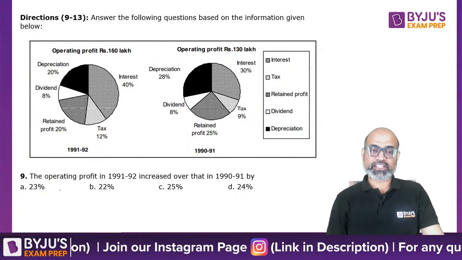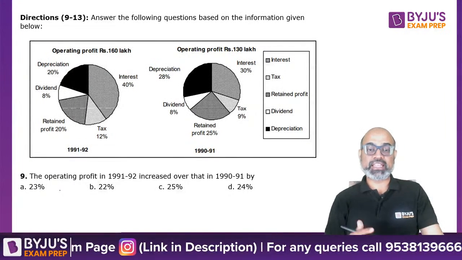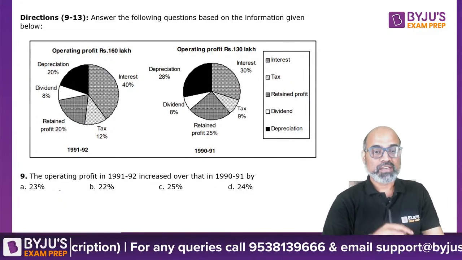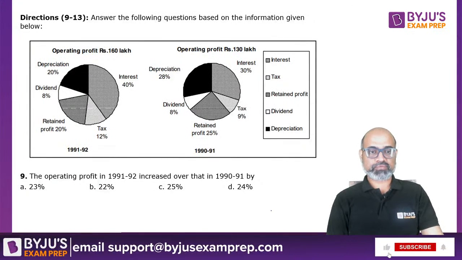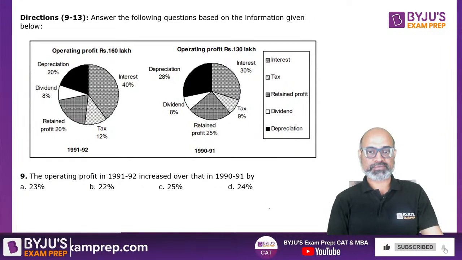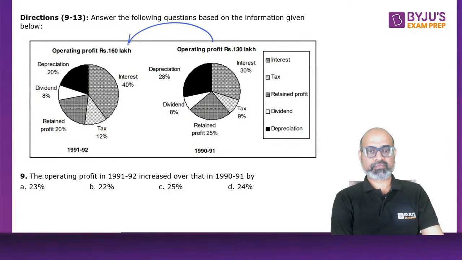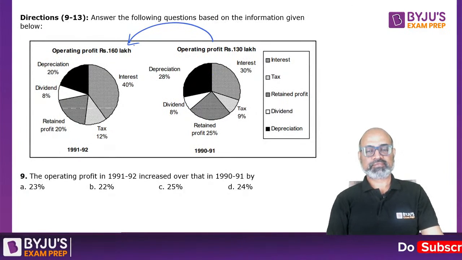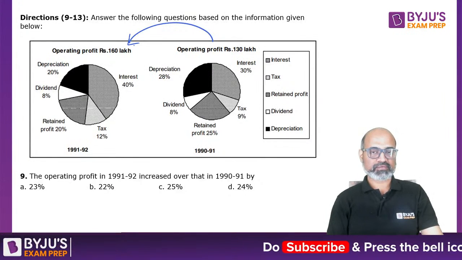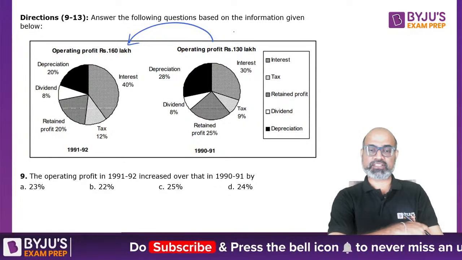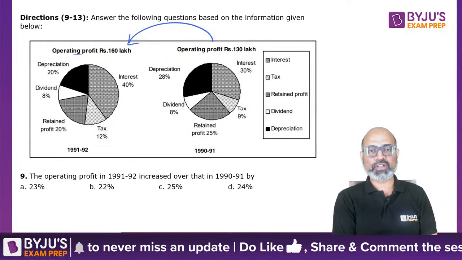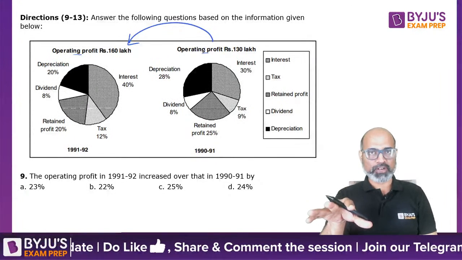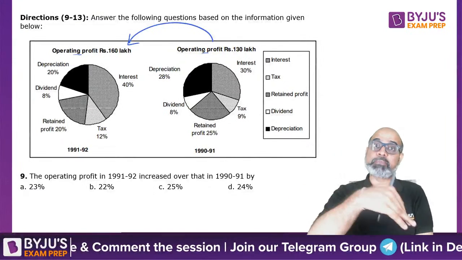Now we need to calculate the operating profit in 91-92 increased over that in 90-91 by what percentage? So operating profit, by how much did it increase? Don't have to solve exact, but 130 lakh has become 160, right? That's the percentage change in the operating profit. This is where operating profit is. Pie chart is not your operating profit. I mean, pie chart is the operating profit, but you don't have any of the pies as operating profit.